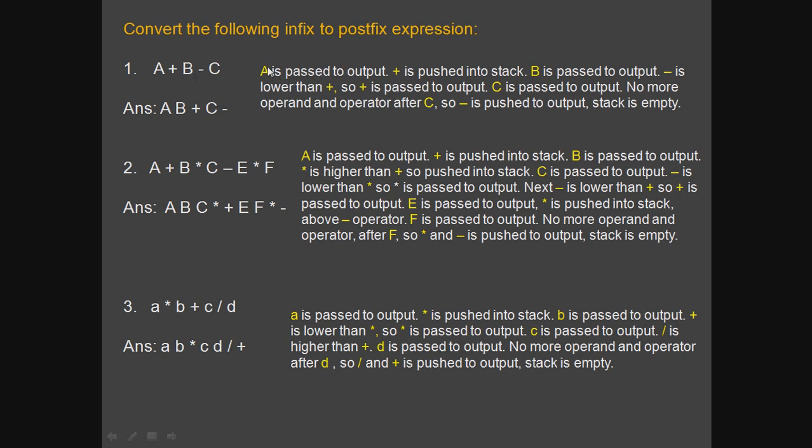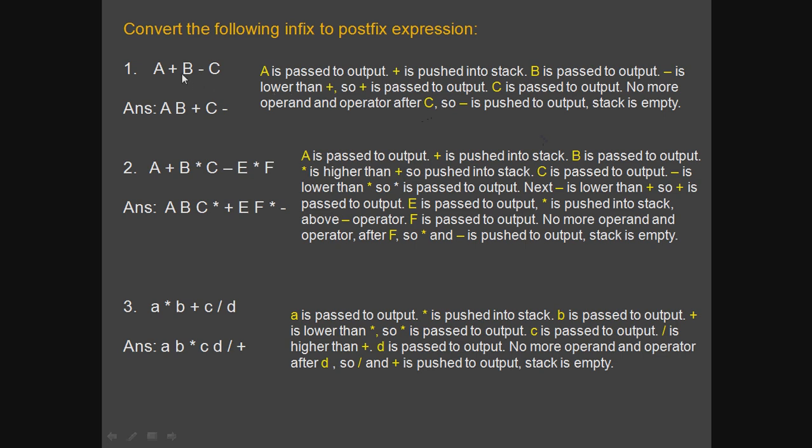First, a is passed to the output. Like the stack diagram I drew in the previous videos, the explanation is similar here. When we convert this infix to postfix, a is presented and passed to the output, so a is printed out first. Then after that comes plus. Since it is an operator, this plus is pushed into the stack.